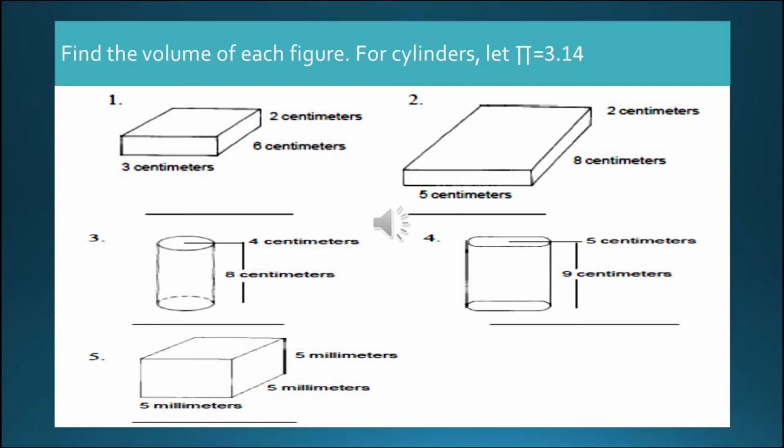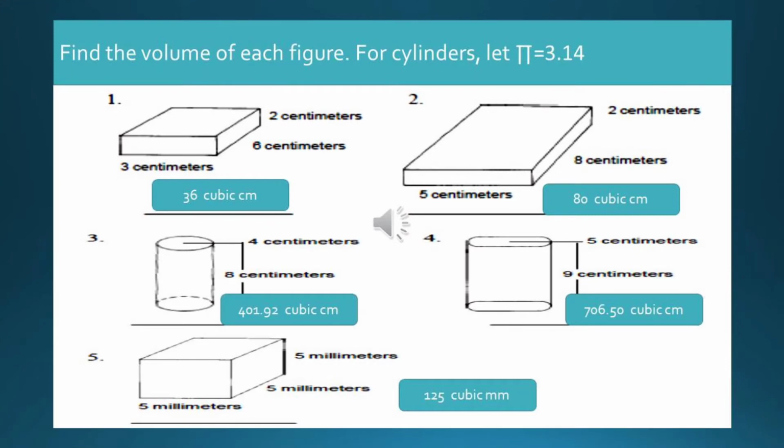Find the volume of each figure. For cylinders, let pi be equal to 3.14. You have 3 minutes to answer these questions. Write your answer in your notebook. Let us check your work.